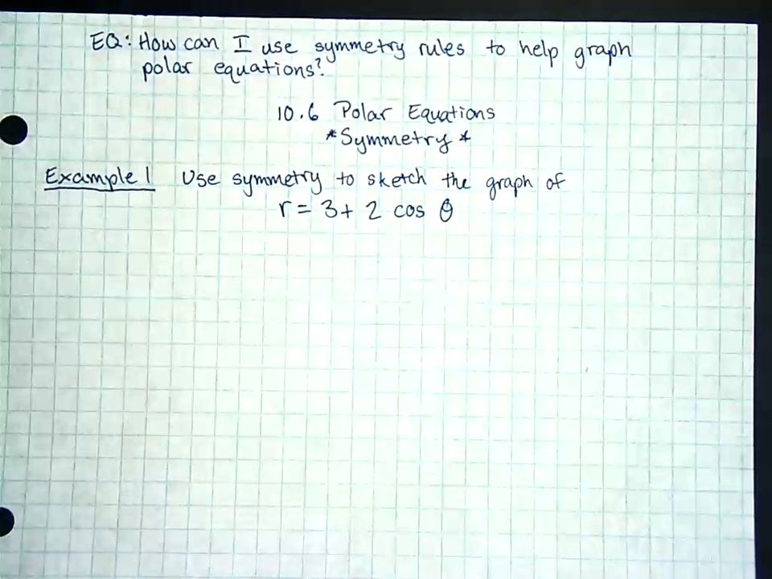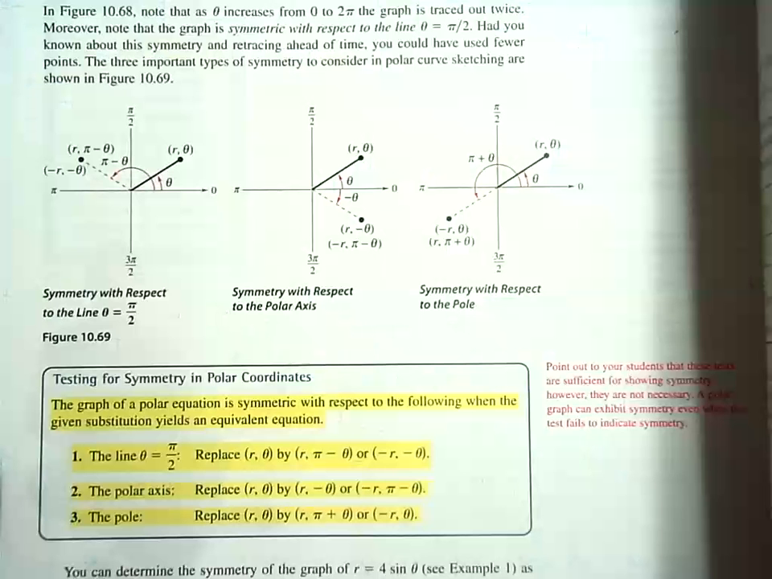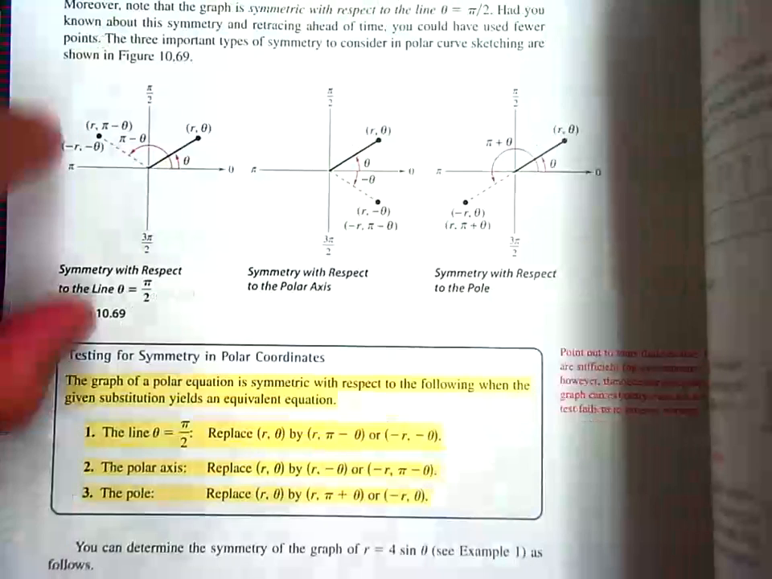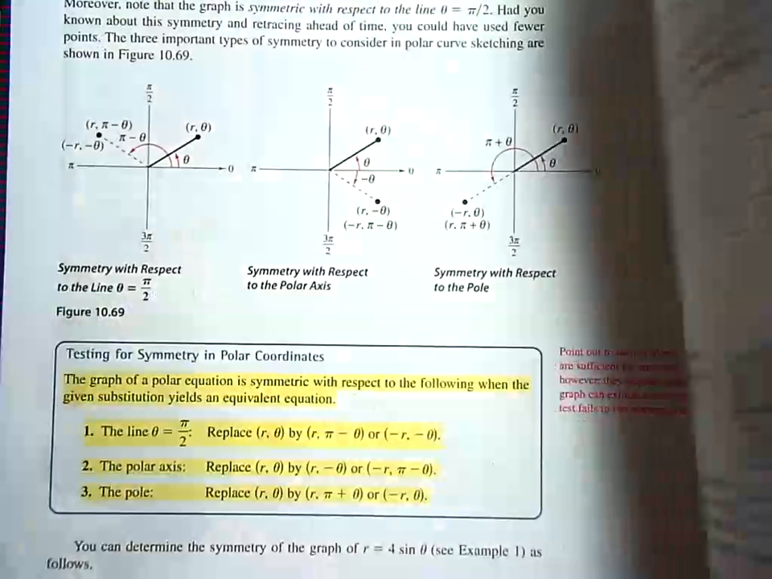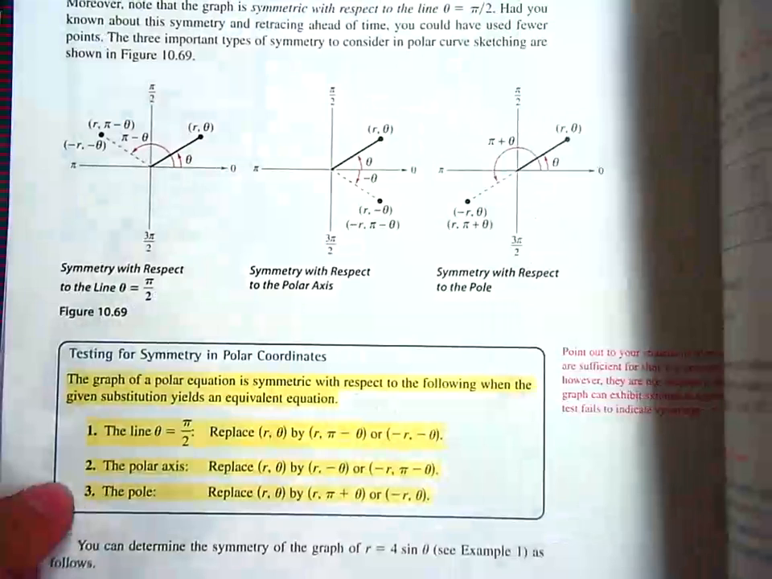Okay? So in order to actually use our symmetry rules, we have to know how many rules there are and what exactly I need before I can use them. It's going to be really important that you copy down at least this highlighted part, which tells you all of the rules for testing for symmetry. However, I would also encourage you to draw in these parts right here, because we need to really understand what we mean by symmetry with the line theta equals pi over 2, symmetry with the polar axis, and symmetry with the pole. So as you write it down, I'm going to go ahead and explain and leave this up for just a little bit.